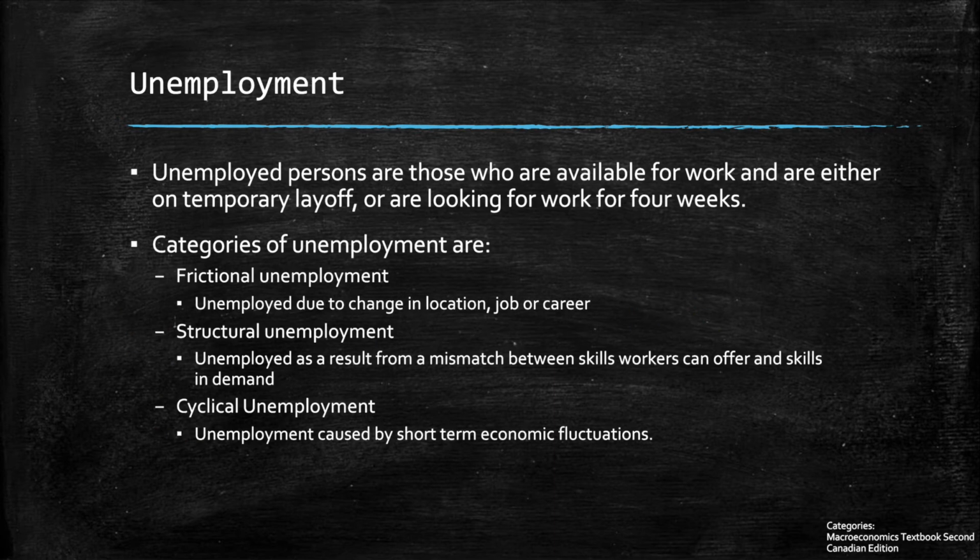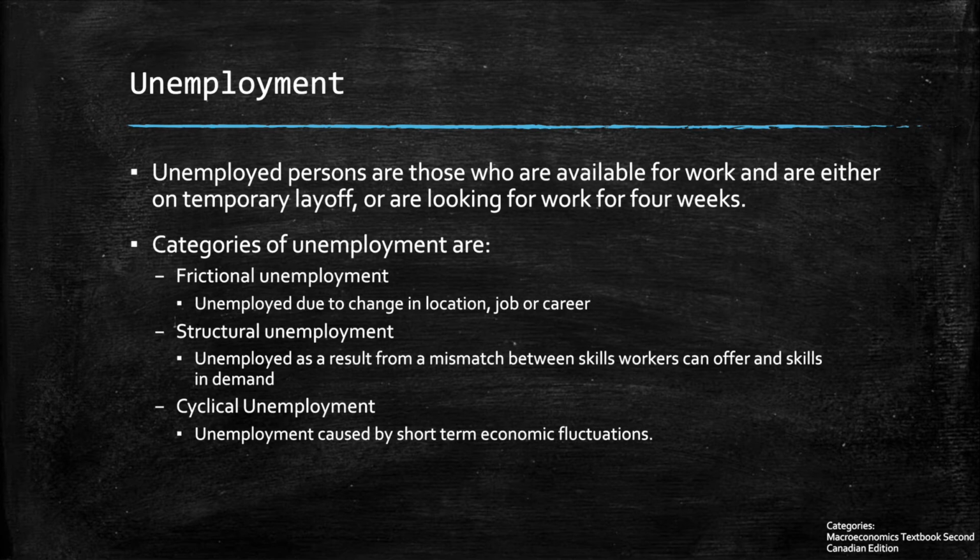Next, we're going to look at unemployment. Now, unemployment is a little bit more difficult. People who are considered unemployed are those who are available for work and are either on temporary layoff or have been looking for work for the past 4 weeks. So there are many different categories of unemployment, and the three main ones are frictional unemployment, which means that they are unemployed due to change in location, job, or career. So they just move to, like, a different city and they're still looking for work there.